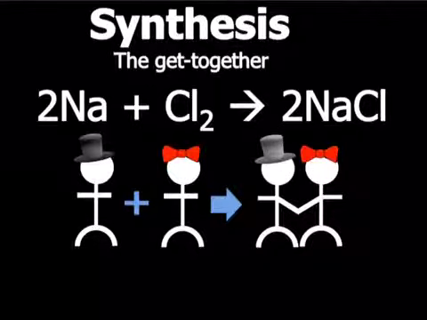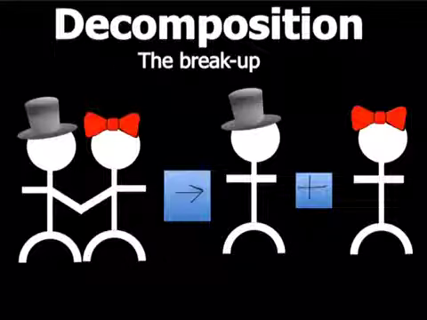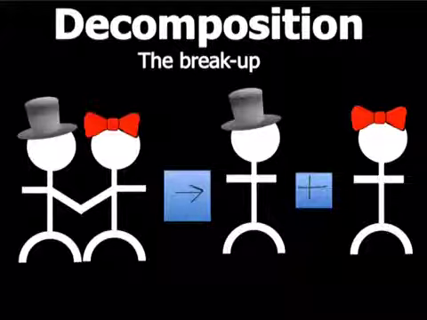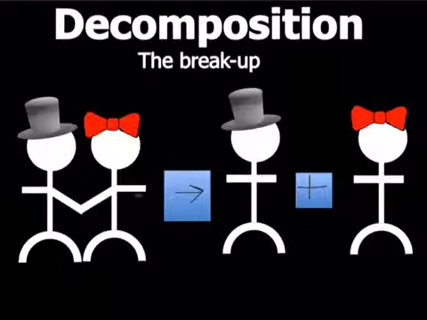You'll notice we have this balance with the coefficients in front. There's your balanced example of a synthesis reaction. And like I mentioned before, decomp is just the exact opposite. It's one thing breaking apart. So here's the happy couple. They're together. Something happens. Now they're separate, right? So there's the lady in the bow, the guy with the top hat. They're no longer a couple.